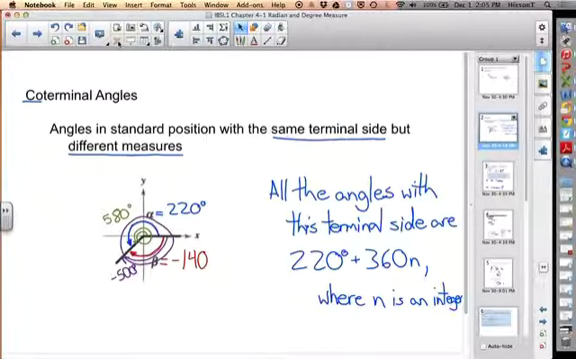Okay? Does anyone have any questions about coterminal angles here? Yes.